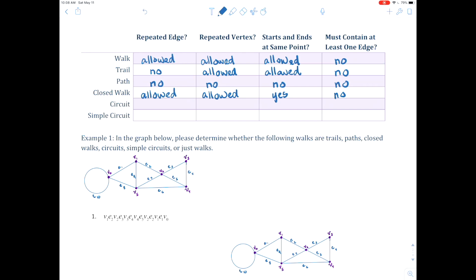So a circuit is a closed walk that has no repeated edges. So you can't have a repeated edge. You will have a repeated vertex. You have to allow that because it starts and ends at the same point. So this is a yes as well. And with this one, you have to have at least one edge.